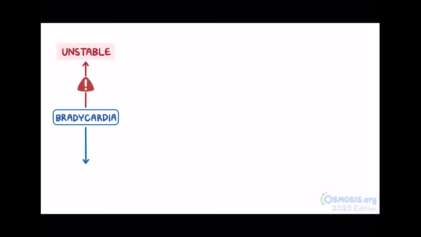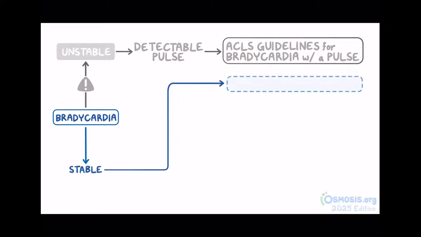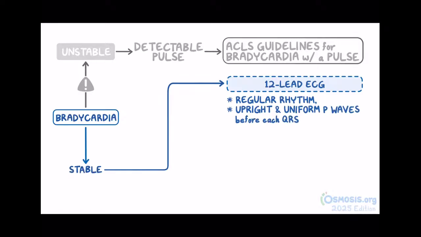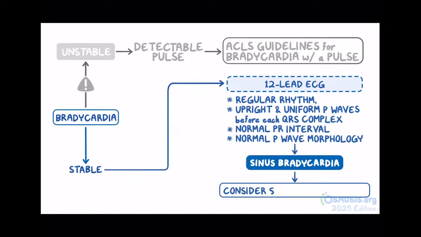All right, as a quick recap, when approaching a patient with bradycardia, first, perform the ABCDE assessment to determine if your patient is unstable or stable. If unstable with a detectable pulse, follow the ACLS guidelines for bradycardia with a pulse. On the other hand, if stable, obtain a 12-lead ECG. If ECG reveals a regular rhythm, upright and uniform P waves before each QRS complex, normal PR interval, and normal P wave morphology, diagnose sinus bradycardia and consider SA node dysfunction.